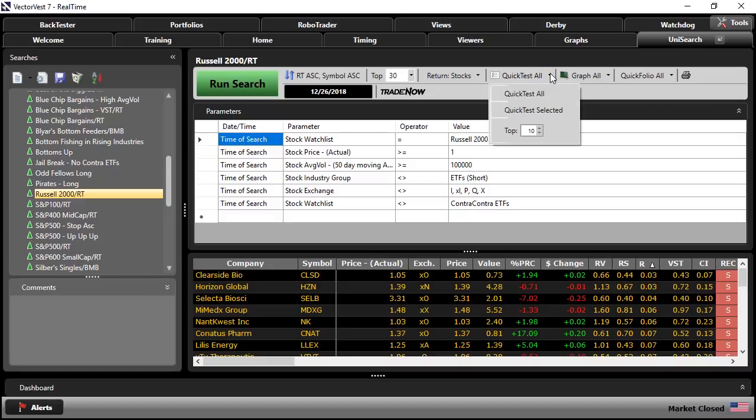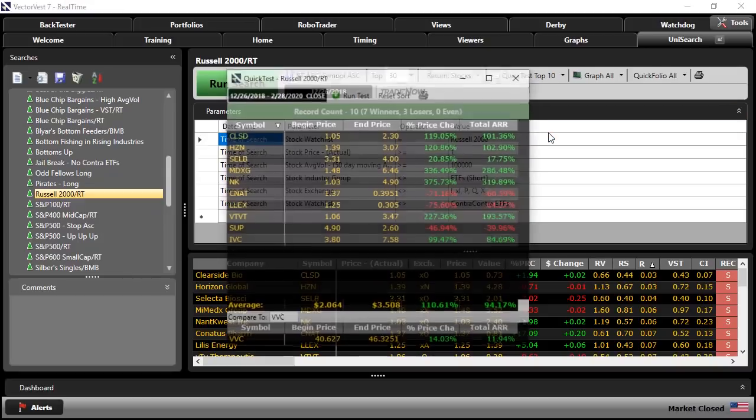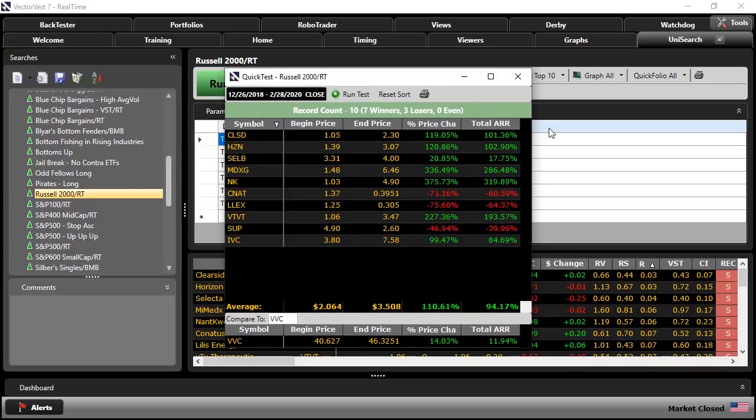So we're going to go to quick test, top 10, and normally from a bottom fishing scenario, you probably want to look at bottom fishing or testing over a 1 to 2 week time period, because after the bottom fishing occurs, we now go into a trending market. So there's different types of markets. We have rising markets, topping markets, falling markets, bottoming markets. So know where you are and know how long you should hold this search.